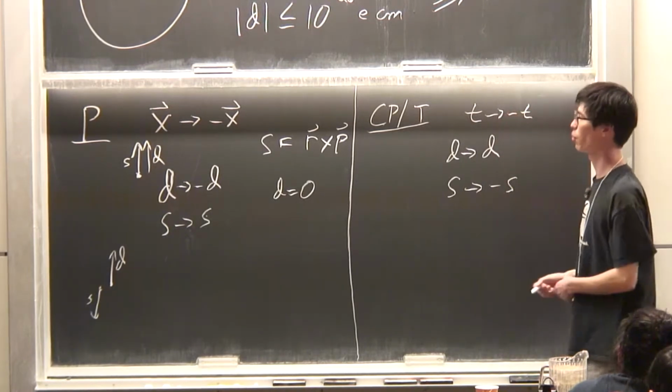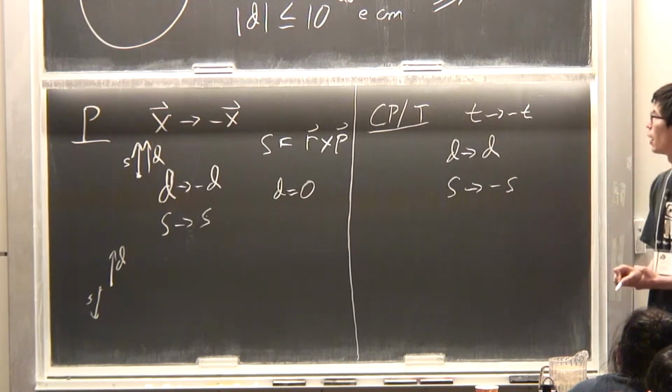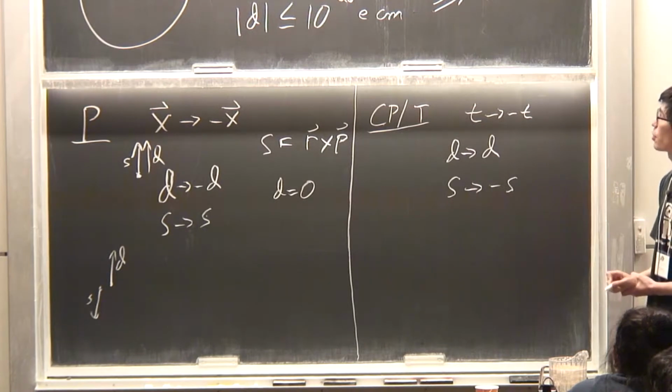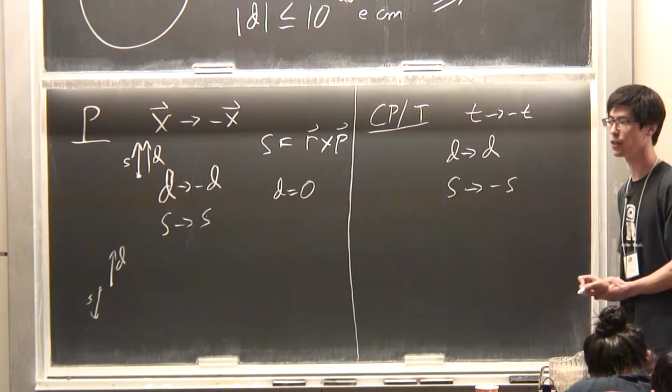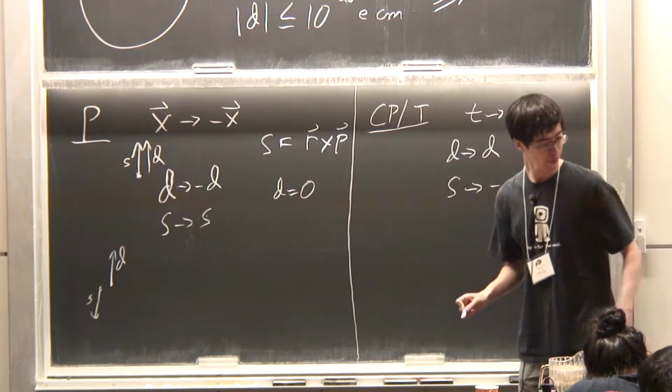And so what's going on? At the classical level, these are basically the two solutions you have available, and neither one of them works.